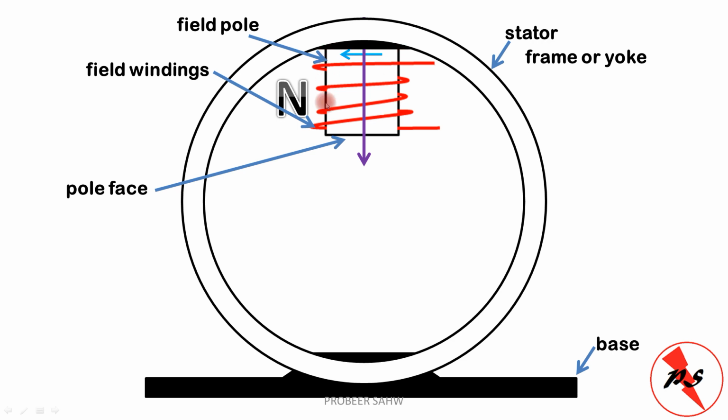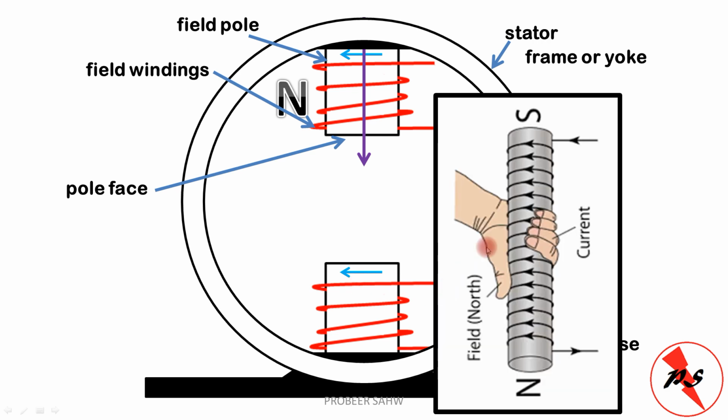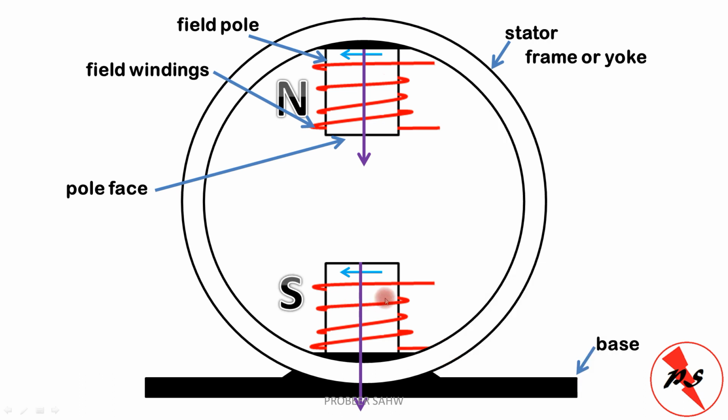These types of poles are also known as salient poles because they are protruding from the inner surface. Similarly, we can have a south pole. To create a south pole on this pole core, again we wrap a winding across it and pass DC current in this direction. Then according to the right hand curl rule, we'll have this as the south pole. This will be the direction of the magnetic field and this will act as the south pole.